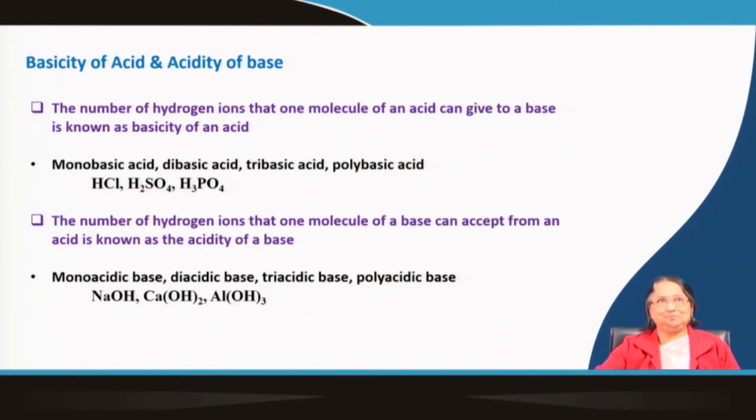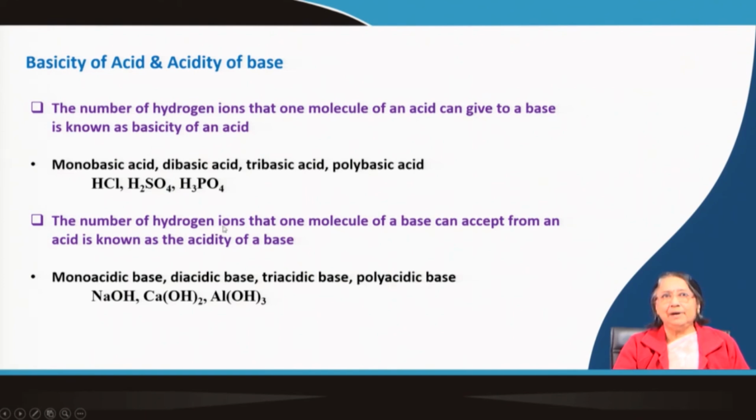This is very interesting. Now, basicity of acid and acidity of base. The number of hydrogen atoms that one molecule of an acid can give to a base is known as the basicity of an acid. For example, H2SO4 is a dibasic acid because 2 protons are there. HCl is a monobasic acid because there is only 1 hydrogen. Phosphoric acid has 3 hydrogens, so it is a tribasic acid. Other than monobasic acids, everything like dibasic and tribasic acids can be called polybasic acids.